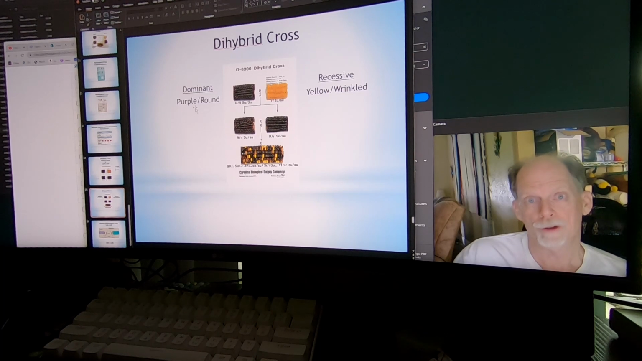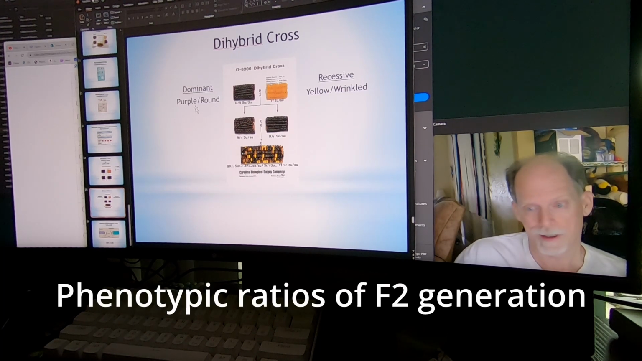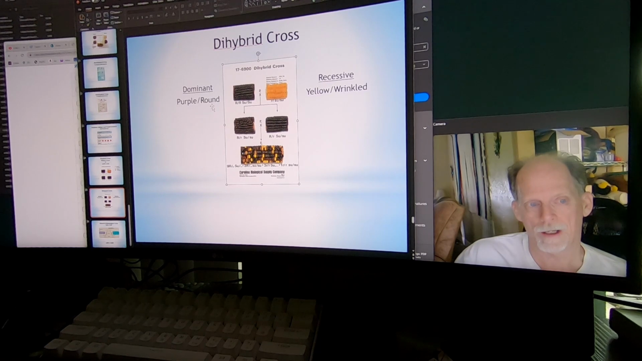Okay, so that means you need to use phenotypes, not genotypes. Right? They're written in genotypes at the bottom here. But there's 9 in the F2. There are 9 that are purple and round. There are 3 that are purple and wrinkled. And there are 3 that are round and yellow. And there's 1 out of 16 that show both recessive phenotypes, which would be yellow and wrinkled. So it's a 9, 3, 3, 1.